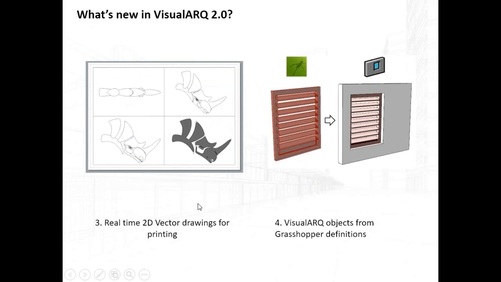One of the killer features of VisualARQ is, as I said, the option to generate objects from Grasshopper definitions, but also to print the 3D model, not only in perspective views, but also in sections or in plan views, as 2D vector drawings. Okay, this is really useful because there is no need anymore to generate 2D section views or use the Make2D command for printing the model in vector output. We'll see some examples later on.